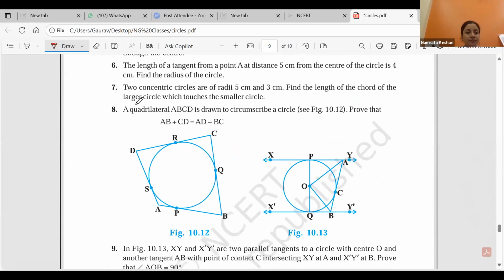Question number 7 from the exercise of your NCERT class 10. Okay, question number 7. Two concentric circles are of radius 5 centimeter and 3 centimeter. We have two circles which are concentric circles, meaning both have the same center. The moment you started using your compass, you must have drawn so many circles. Okay, so we are just drawing the same.